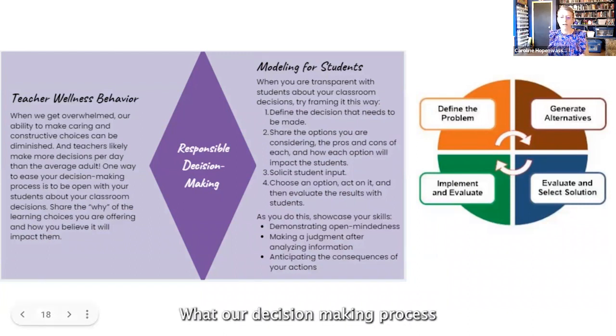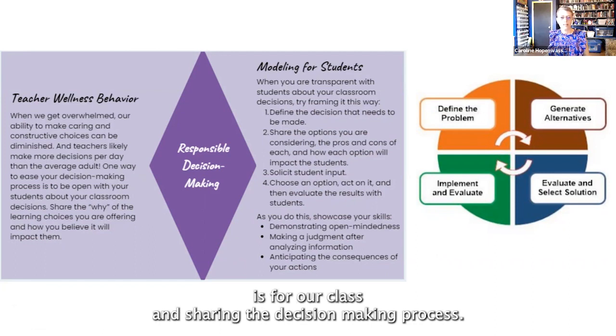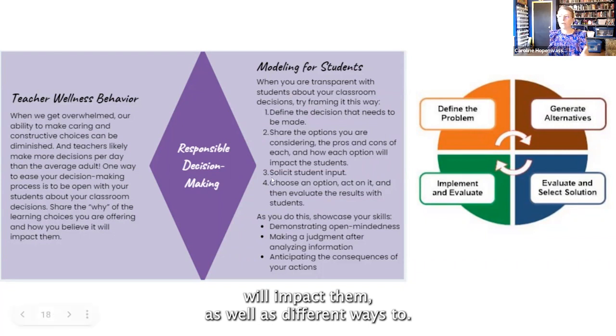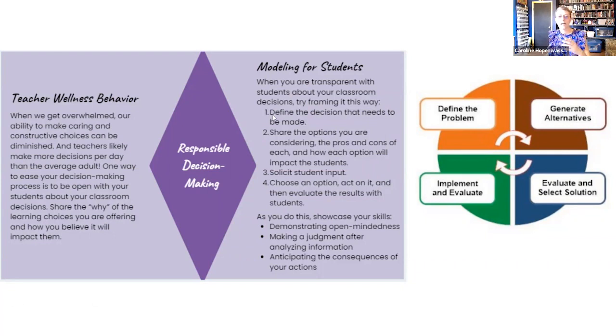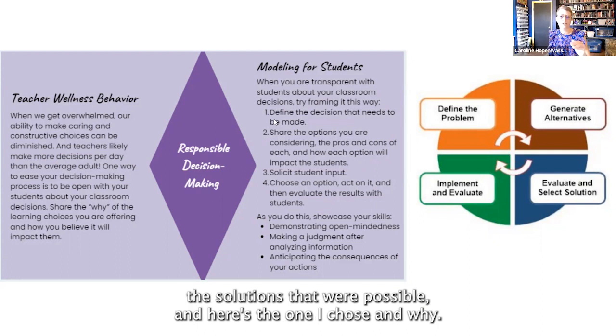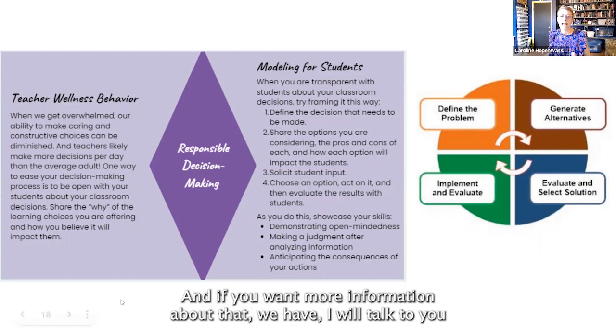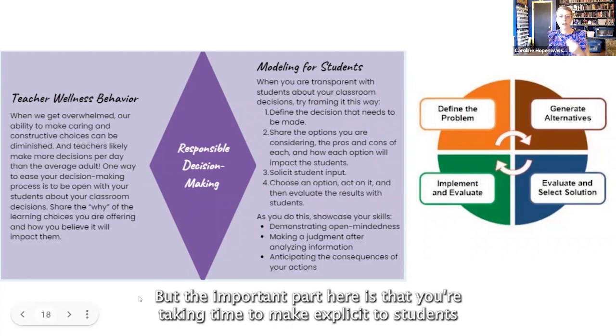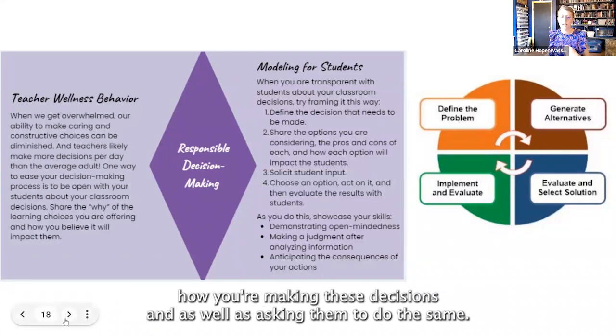And then lastly, responsible decision-making, thinking about what our decision-making process is for our class and sharing the decision-making process. Share the why of what you've decided and how you believe it will impact them, as well as different ways to model that process. So here's the problem I had to decide, and here were the solutions that were possible, and here's the one I chose and why. And if you want more information about that, I'll talk to you about the other courses in this SEL module at the end of our time. But the important part here is that you're taking time to make explicit to students how you're making these decisions, as well as asking them to do the same.